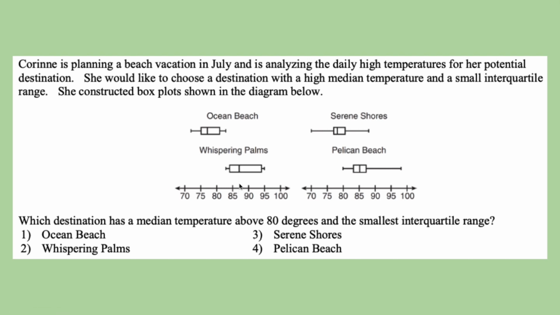Whispering Palms has a median temperature above 85, which is above 80. So this could be a possible answer. And Pelican Beach also has one above 80. So this could also be a possible answer. So in order to find the interquartile range, we have to subtract this here, quartile 3, by this here, quartile 1. Same over here. So once you do that, you should find out that the answer is Pelican Beach, which is number 4.